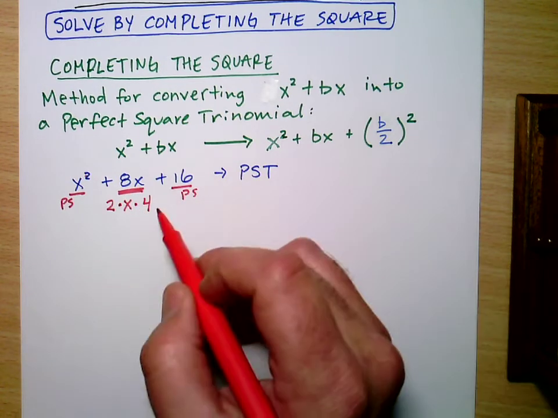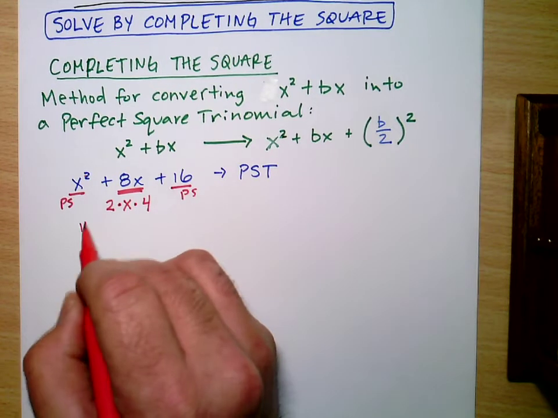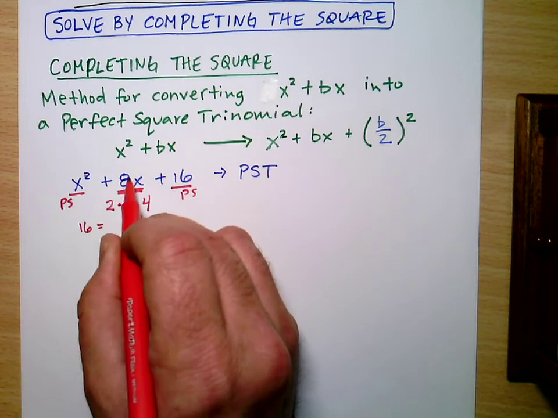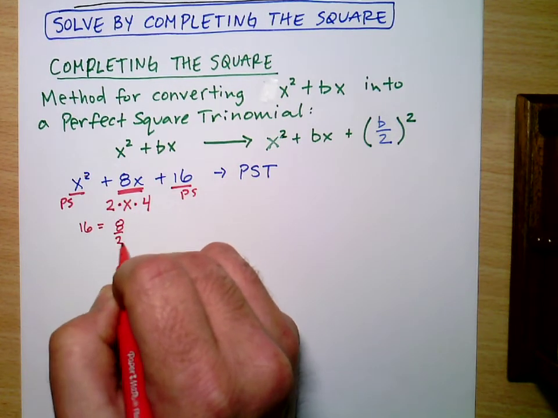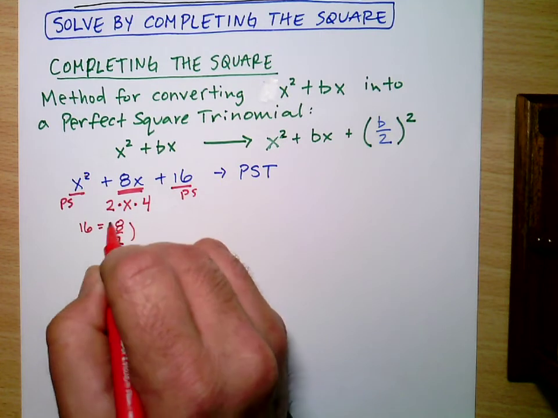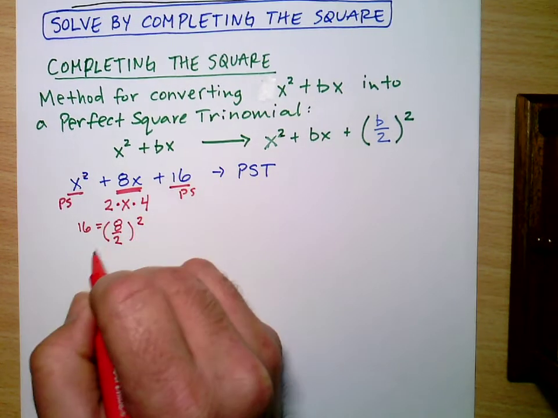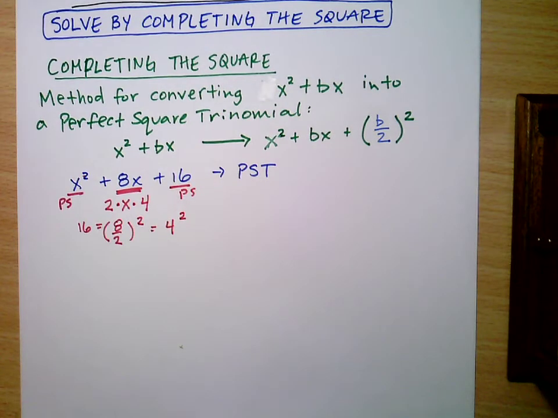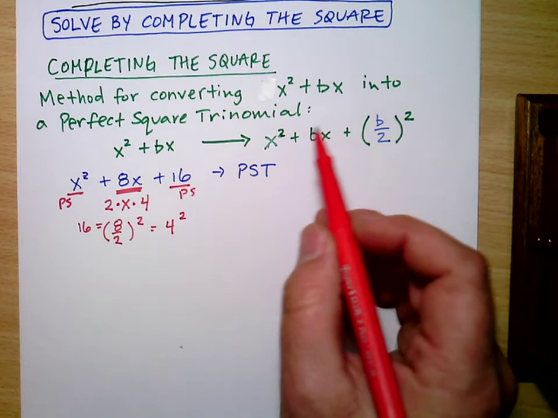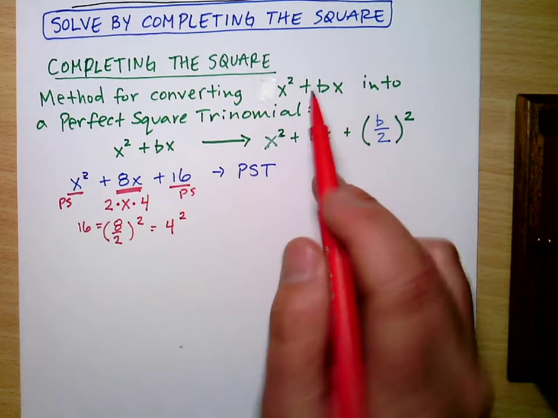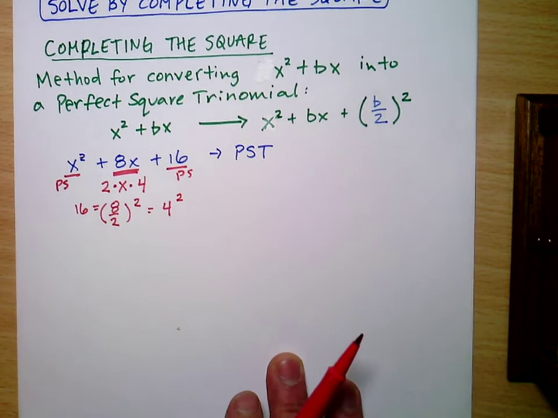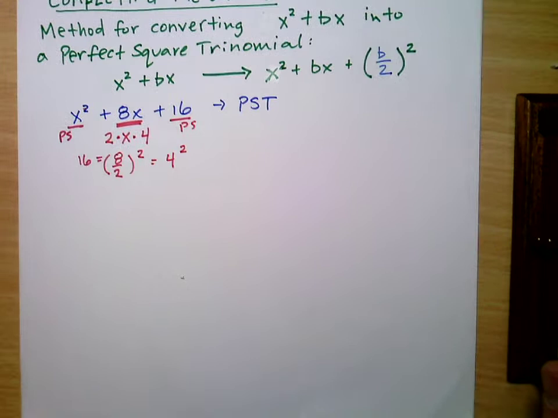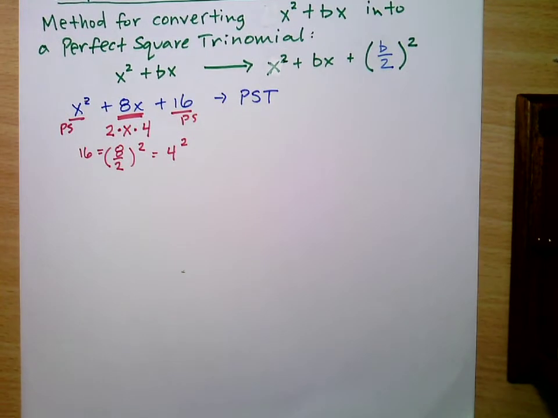So if I want to go back to 16, what is 16? Starting from b, 16 is equal to 8 divided by 2, squared. So it's 4, and then I square that to get 16. This is exactly what we're going to do to complete the square on an algebraic expression. That's where this b over 2, 8 over 2 squared, comes from. Okay, so let's look at some examples of just completing the square.